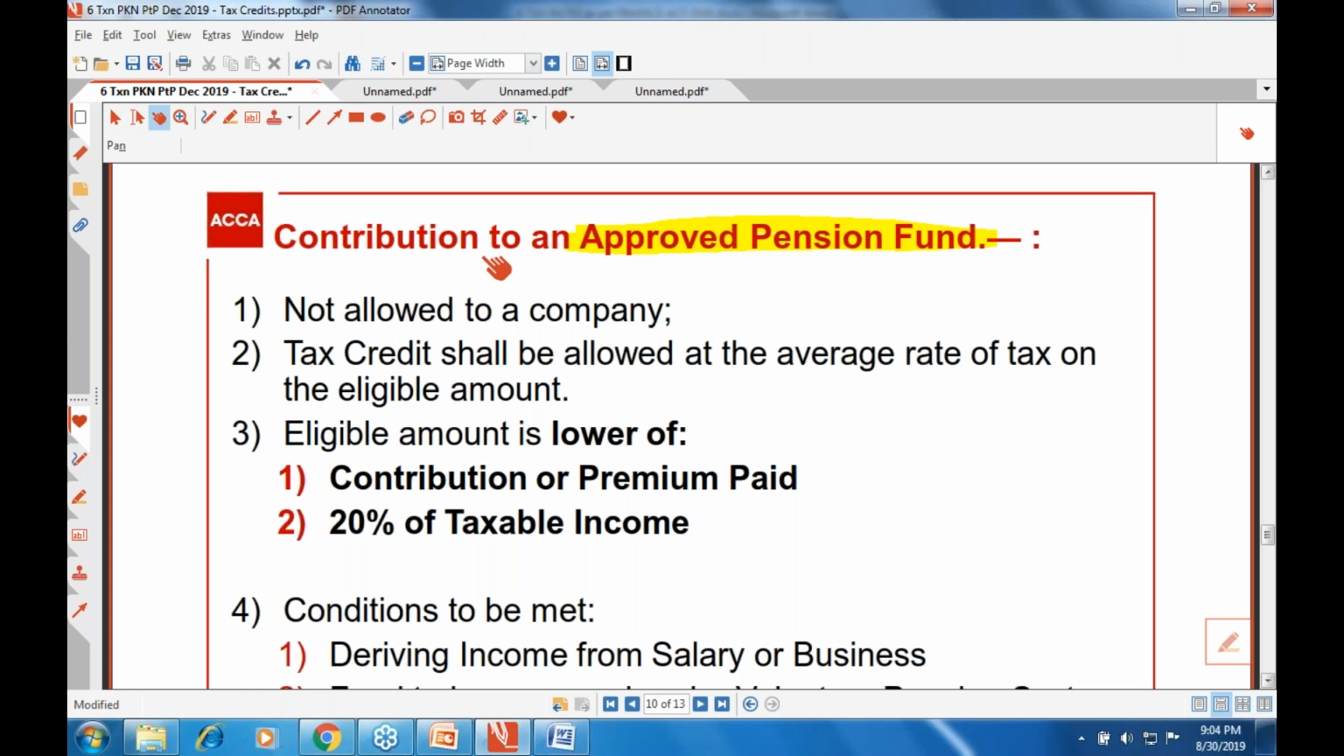Now, what are these approved pension funds? There were rules introduced by the ACCP that are called voluntary pension schemes. That's called the voluntary pension scheme rules.